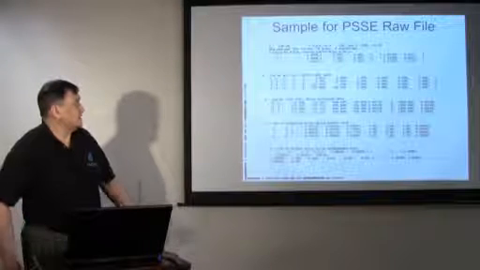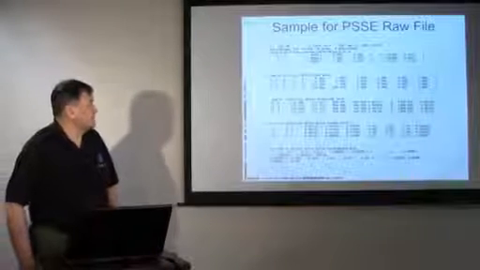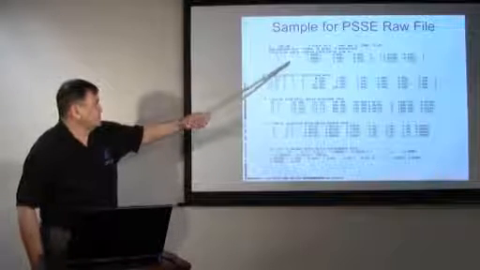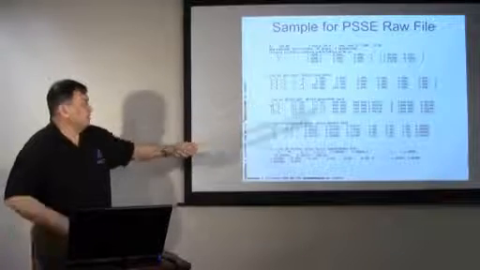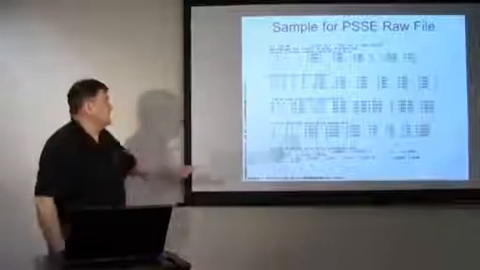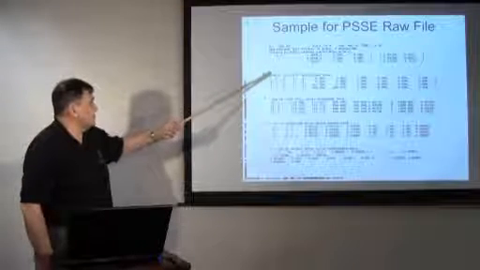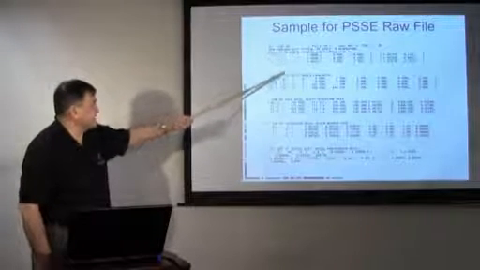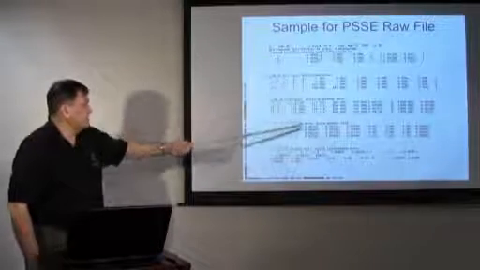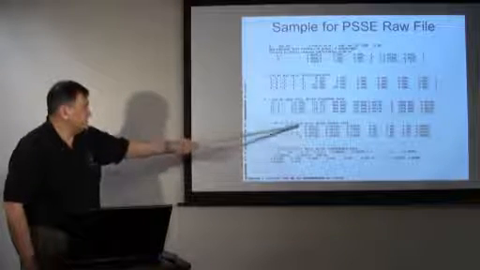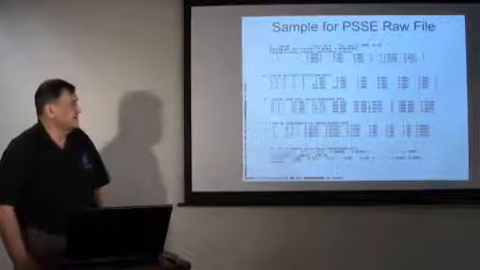And it breaks up into buses. So basically, it's just one big, huge file, and then you'll see a flag which says, well, that's the end of the bus data. This is the end of the load data. This is the end of the generator data, the branch data, and then the transformer data.